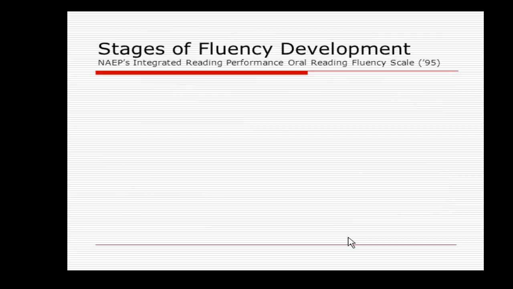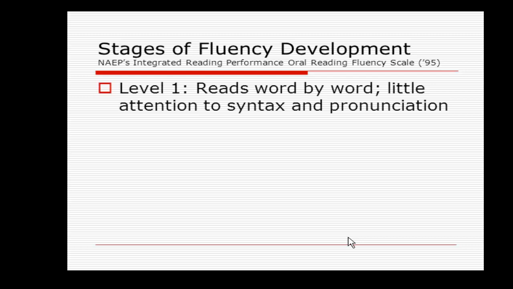The stages of fluency development are consistent for all readers. This comes from NAEP's Integrated Reading Performance Oral Reading Fluency Scale. Level 1 typically happens in grade 1 for many or most readers. The reader is reading word by word. Their focus is on decoding. They pay little attention to syntax and pronunciation.